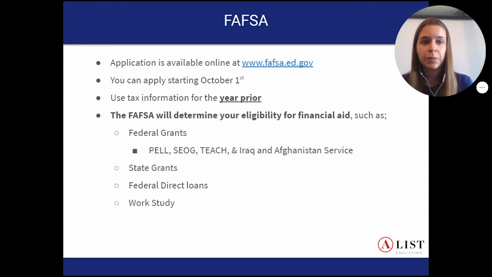It's important that students really fill that out as soon as possible. They'll use the tax information for the year prior. So they'll be using basically the taxes that their family had filed that previous spring. And so they already have that tax information that they can provide for the financial aid application. Now, the financial aid application will determine how much federal grant money they receive, state grants, any kind of federal direct loans, so that could be unsubsidized or subsidized loans, and work study money.